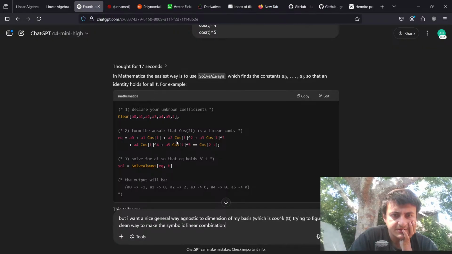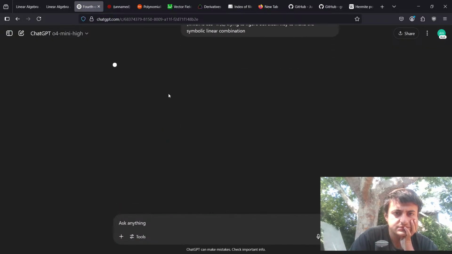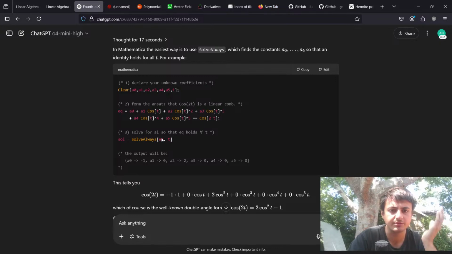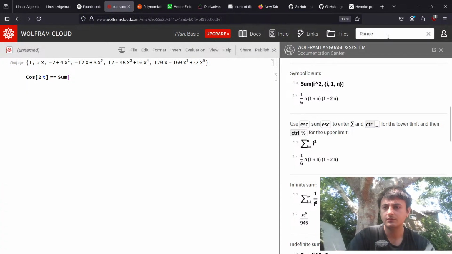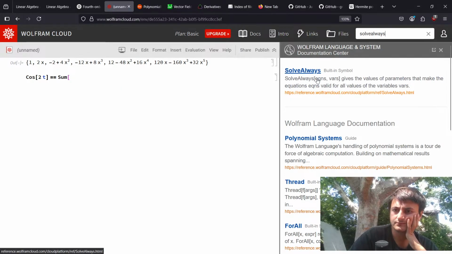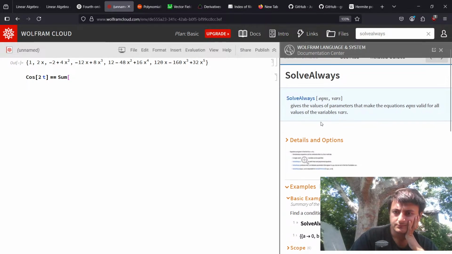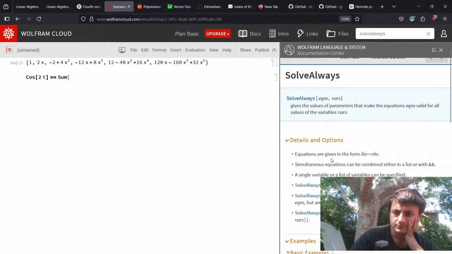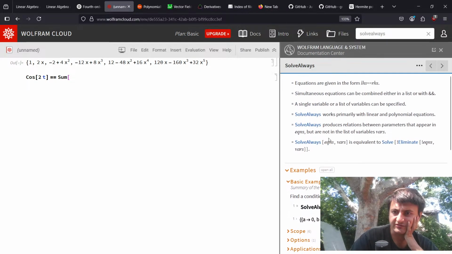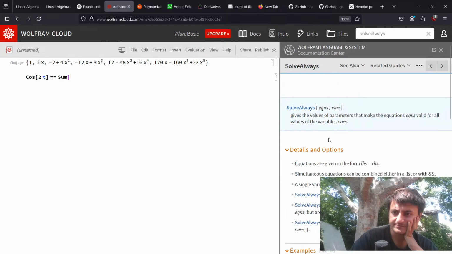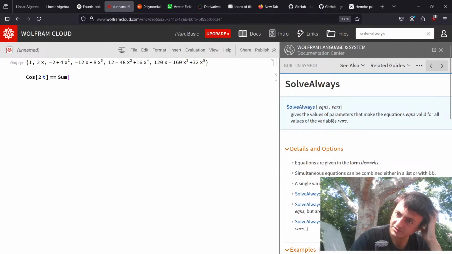The eq is, yeah. But this is what I would do, but what is solve always though? Wait, what is the difference between that and solve? Gives the values of parameters that make the equation.